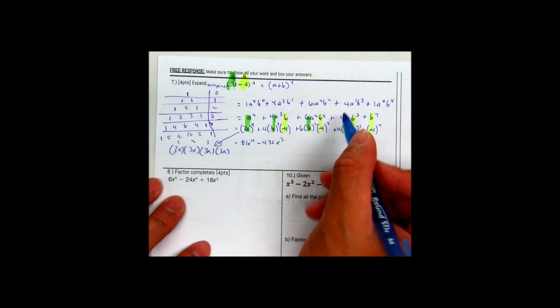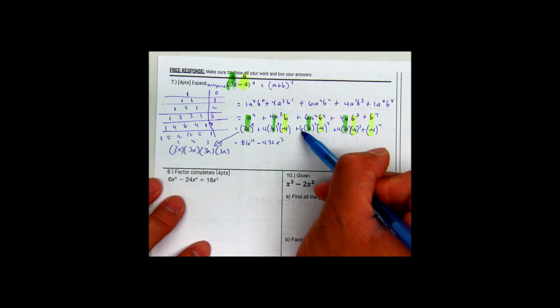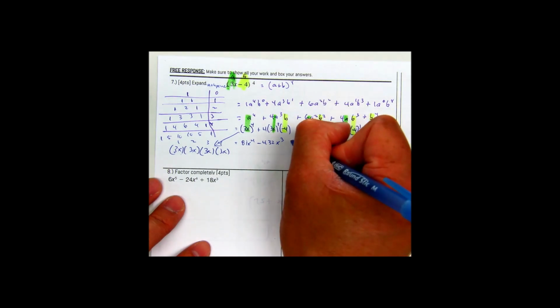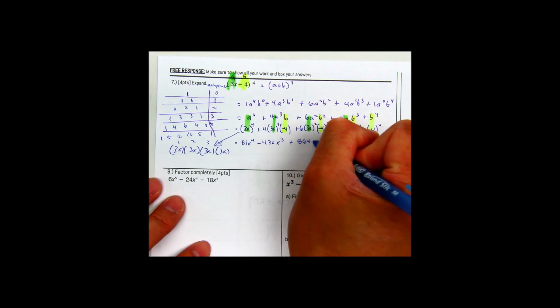So I'm still using PEMDAS. Negative 4 squared is 16. This is 9x squared. So 9 times 16 times 6 is going to give me 864. And this would be x squared. This is negative 4 cubed. Times 3 times 4, this will give me negative 768x, and negative 4 to the 4th power gives me 256. That would be your answer.